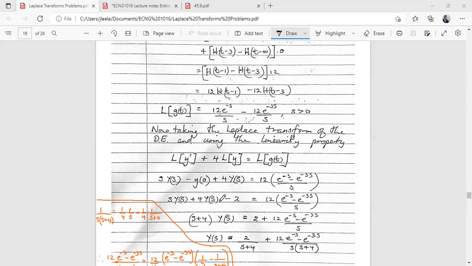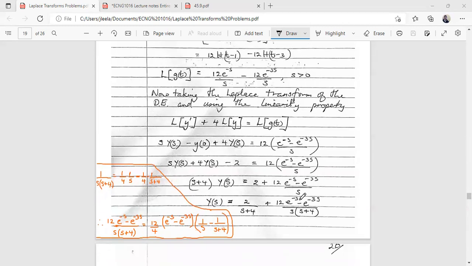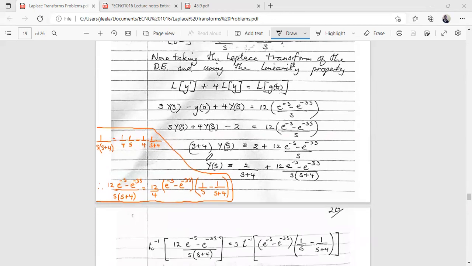So I just rewrite it. I put the 4Y(s) in front and the minus 2 here on the right. And you have 12 times (e to the minus s minus e to the minus 3s) over s on the right. Right? So on the left here, you could factor the Y(s) and you carry the 2 across. So you'll have 2 plus 12 (e to the minus s minus e to the minus 3s) over s. So therefore for Y(s) you have to divide throughout on the right-hand side by s plus 4. So you'll end up with 2 over s plus 4 plus 12 (e to the minus s minus e to the minus 3s) over s into s plus 4.